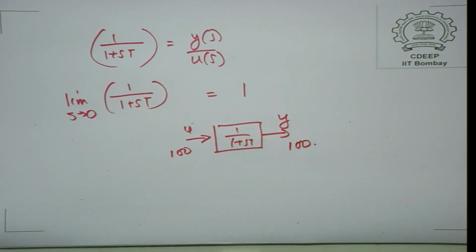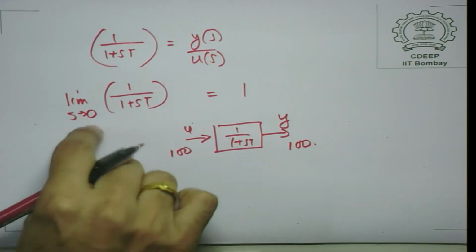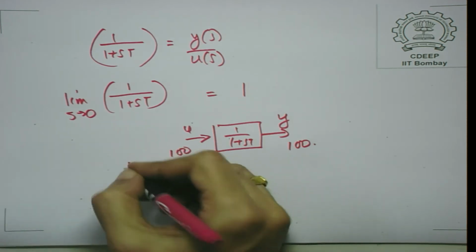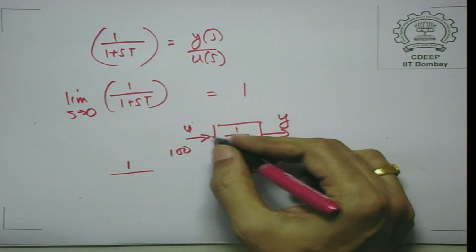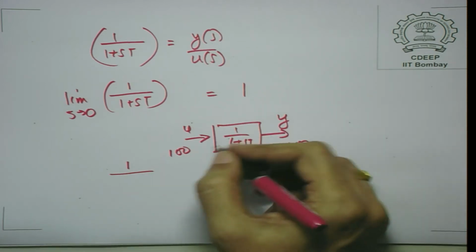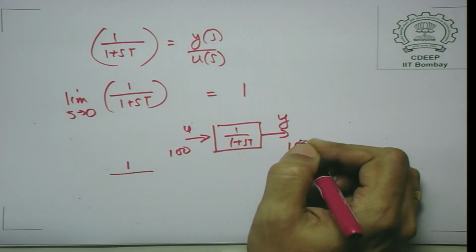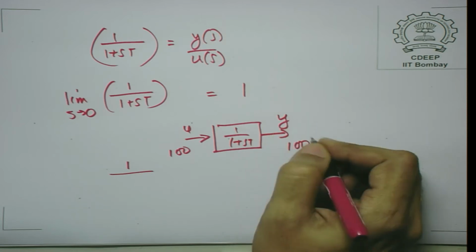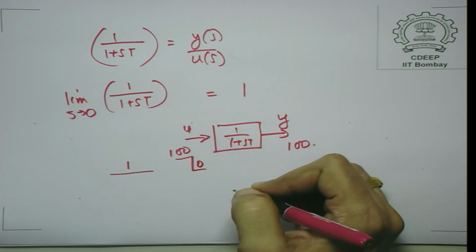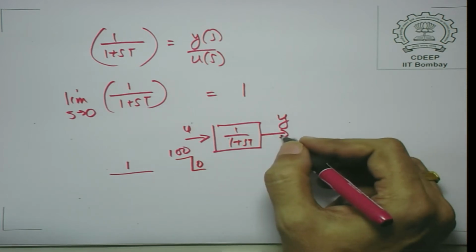So, this word steady state of course is very important. So, this is the output in steady state. During transient, that is if I suddenly give a step change to u of s, then how does y change? For example, if u is 100 and let us say everything is in steady state, y is 100 and suddenly I change u from 100 to 0. In that case, y will not change suddenly.